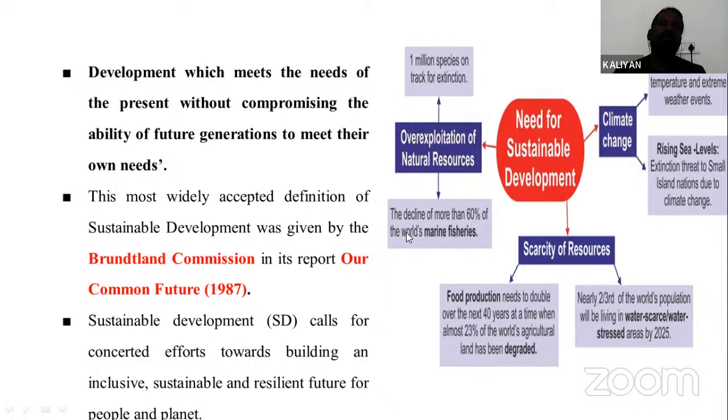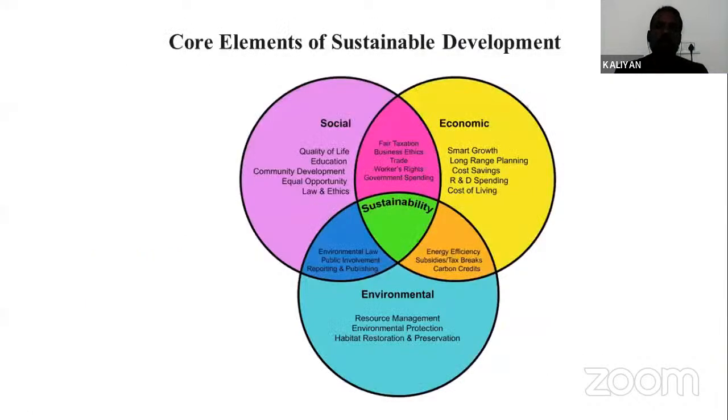The definition of sustainable development was given by the Brundtland Commission in the report Our Common Future in 1987. This is a very important question; 2-3 times they have asked which commission defined sustainable development: the Brundtland Commission, 1987, Our Common Future. There are 3 core elements of sustainable development: social, economic, and environmental. When these 3 elements meet mutually, that is called sustainability.